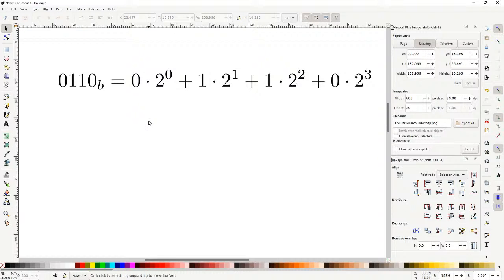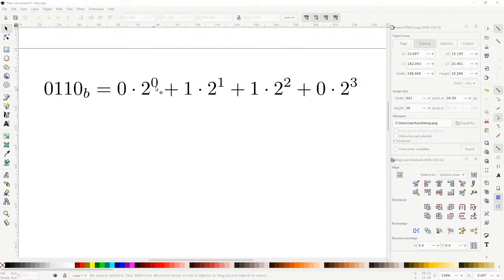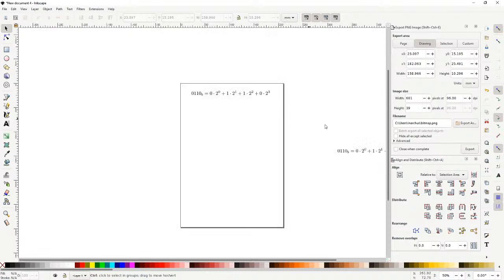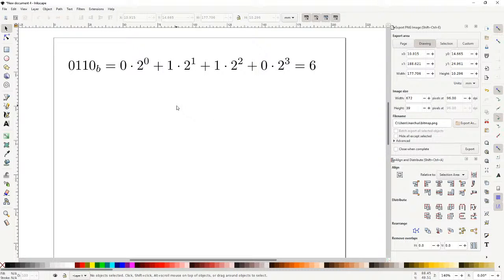So here's an example of a binary number. Basically, this binary number is 0 times 2 to the 0, plus 1 times 2 to the 1, plus 1 times 2 squared, plus 0 times 2 to the third. And so when we add all this up in total, this is going to be 4 plus 2, so this is going to be the number 6. All right. Let's see how that rendered. There we go. Okay, cool.